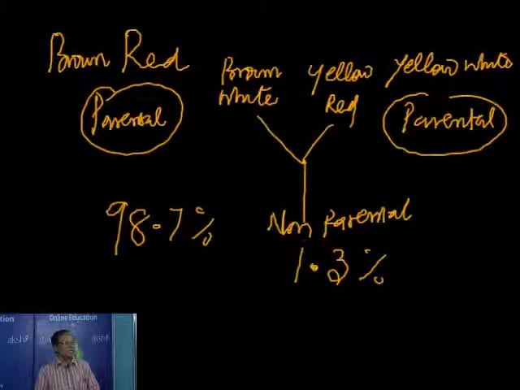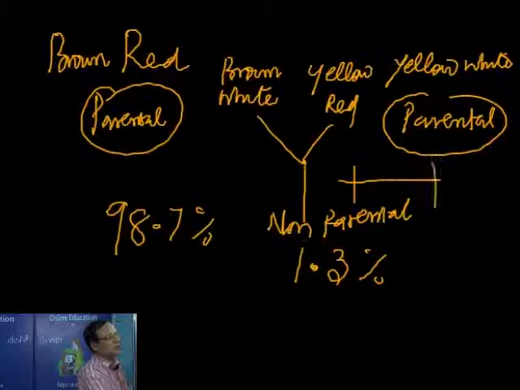So here the gene for yellow body and the gene for white eye color are tightly linked. The gene for yellow body color and the gene for white eye color are found in the same chromosome, for example like this. So this is the gene for yellow and this is for white. And these two genes are tightly linked.